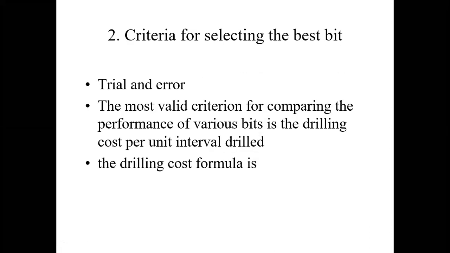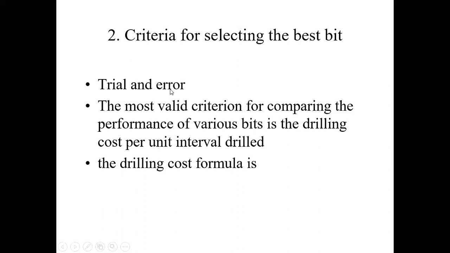Okay. Now, the question is, what is the criteria for selecting the best bit? Well, first of all, you need to look at what kind of well you are drilling. Either you are drilling a wildcat well, or you are drilling a production well. As you know, the wildcat well is the first well drilled in the reservoir, so we don't have the data. We don't know what's going on. So we look at the nearby wells, other companies and other previous wells, what they have done in the nearby reservoirs. So we just follow the same pattern. Or you can say we do trial and error at this point.